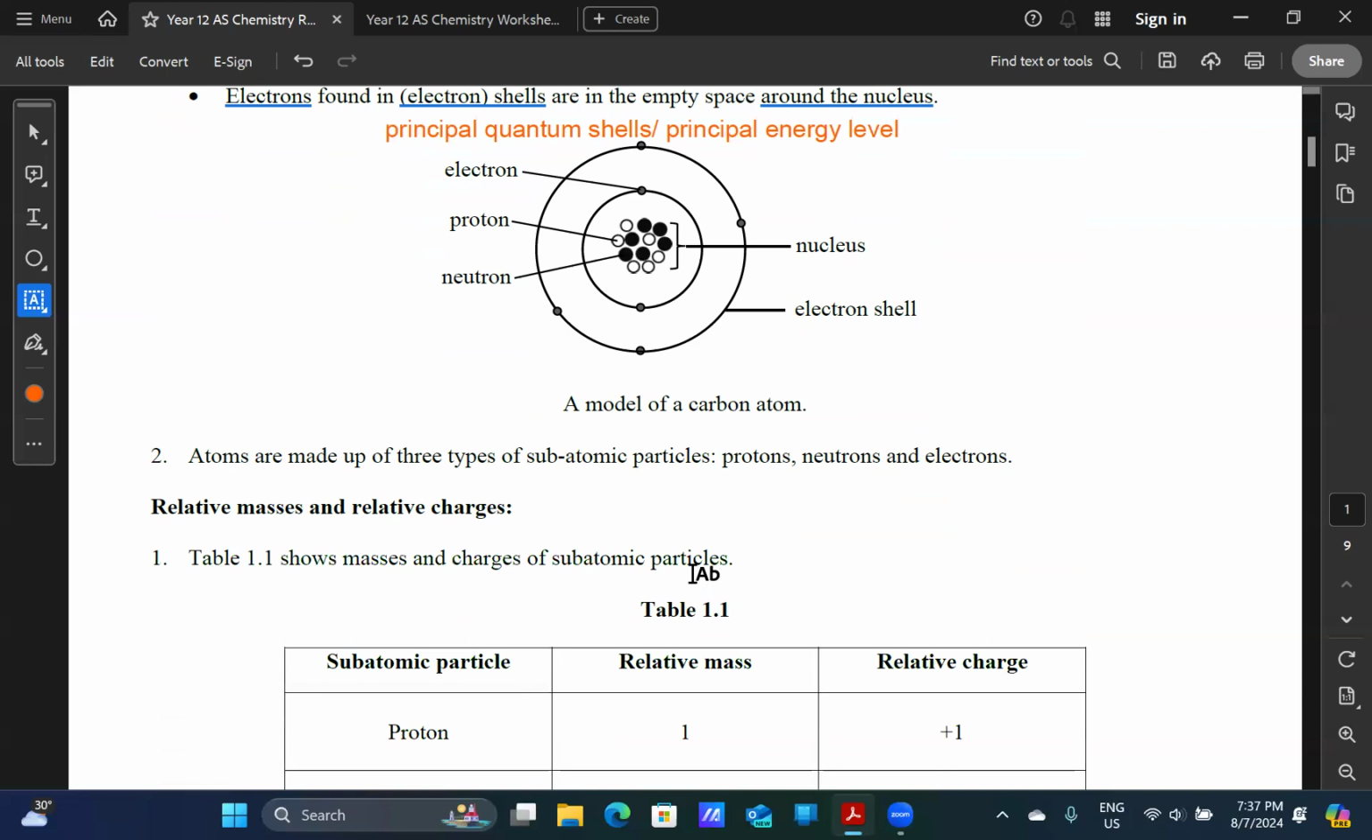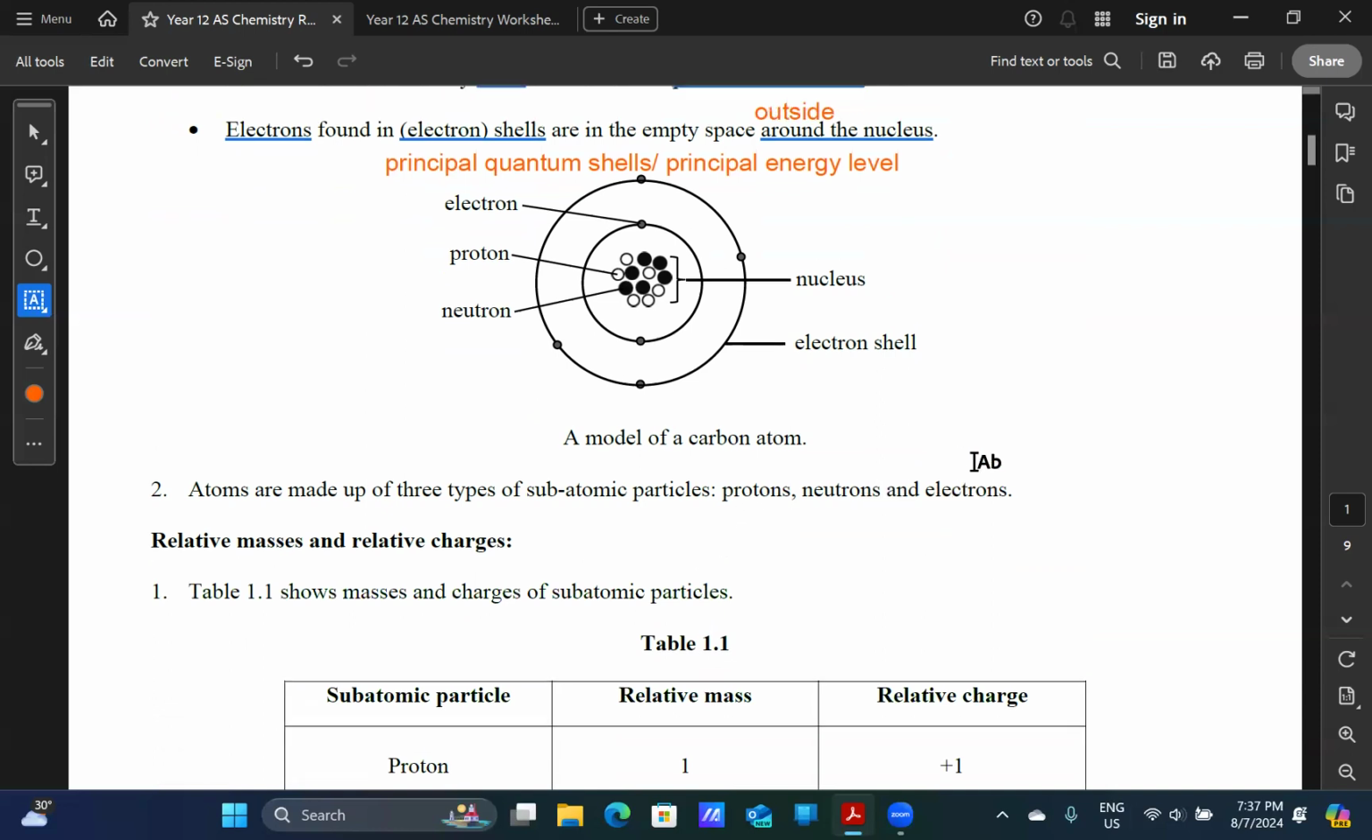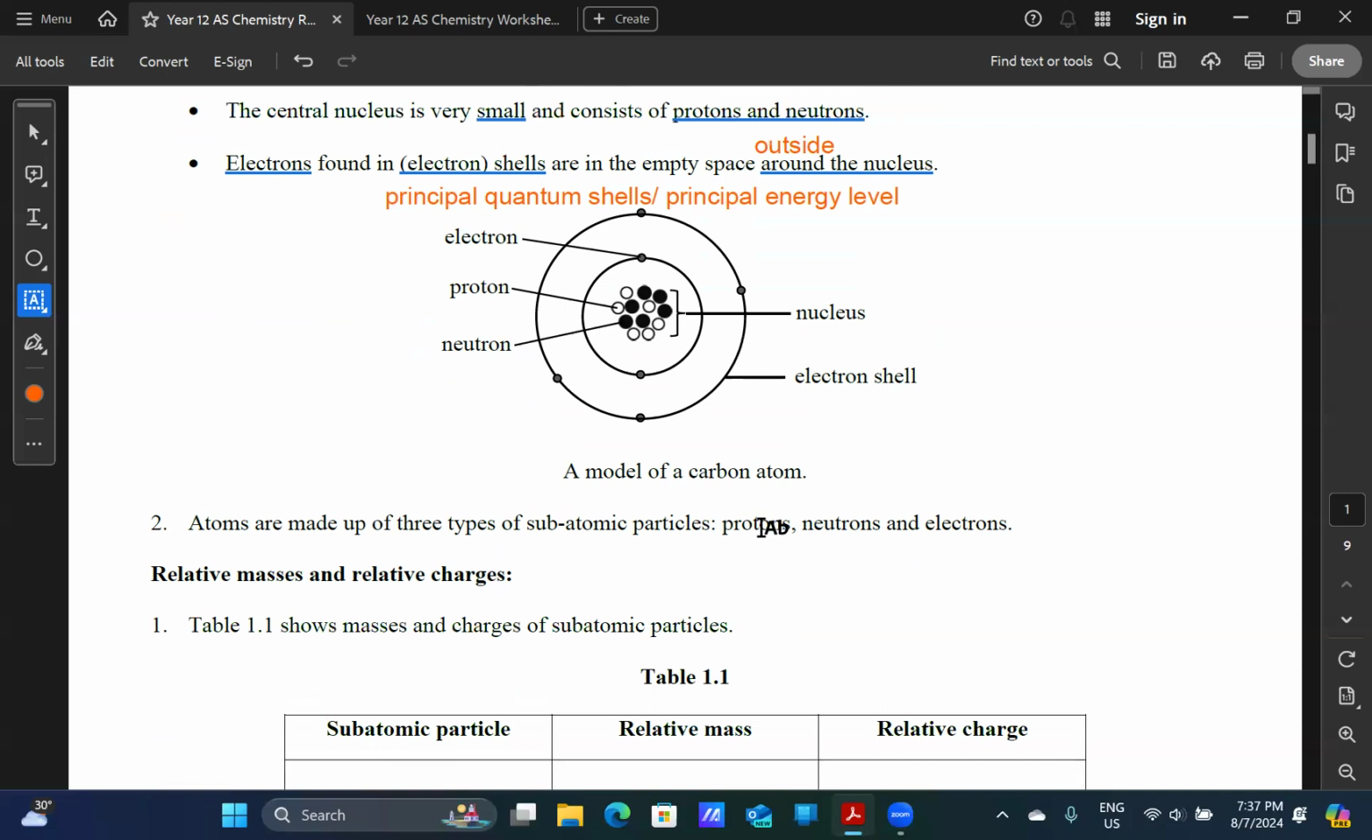Okay, then how do we group proton, neutron, and electron? Basically, these 3 types of particles, we call them subatomic particles. When we talk about the subatomic particles, you have to know that these terms refer to protons, neutrons, and electrons.